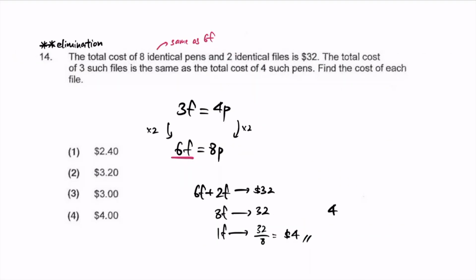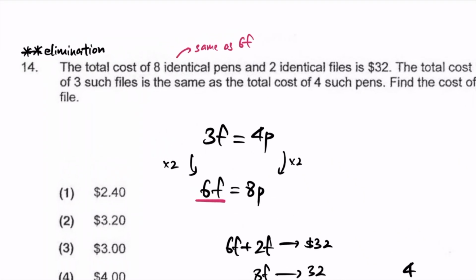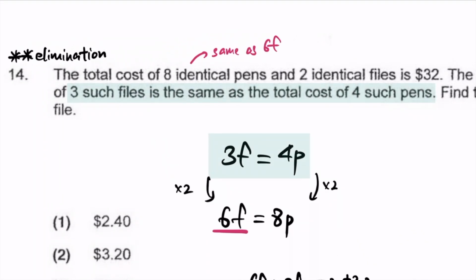Question 14, level 2 elimination. Well, so we have 2 unknowns here. We've got a file, we've got a pen. Well, we can't solve yet, so let's use what they give us. The first thing I'll act on is 3 files equals 4 pens. Great. Now, because we have to deal with 8 pens, when I multiply by 2, I get this statement here. 6 files equals the cost of 8 pens.